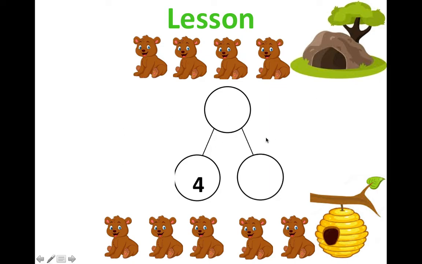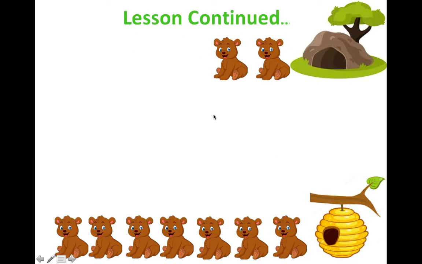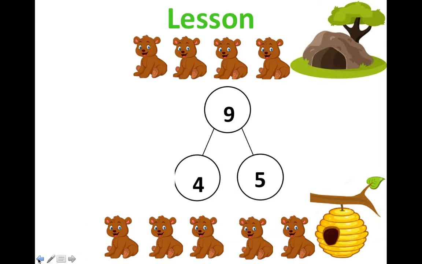So our whole, well, let's do the parts. We have 4 that go to the cave and 5 that go to honey. So 5 and 4, like previously when we counted with our fingers, becomes 9. So 4 and 5, just like in our application problem, becomes 9. Now at this time, you may take out your materials, and let's do the same bear problem.